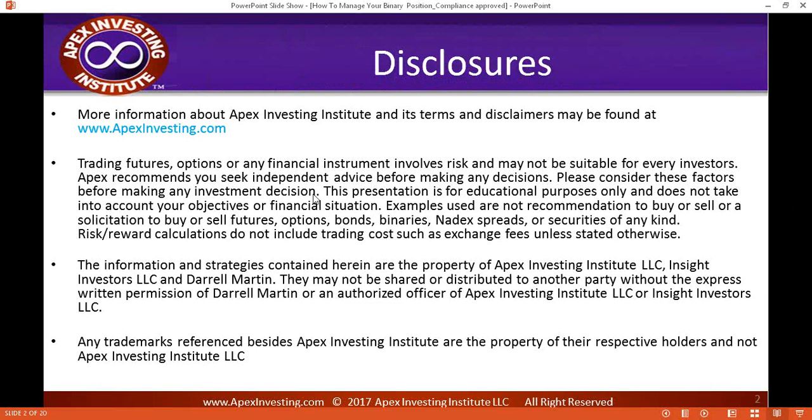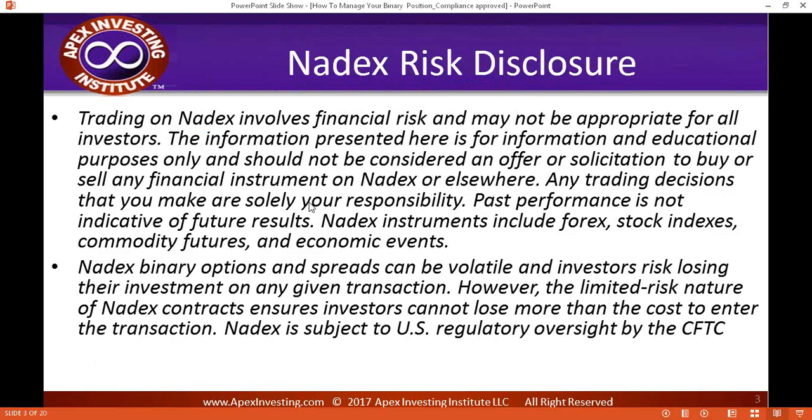But as always, let's get our disclosures knocked out so we can move forward. Trading futures, options, or any financial instrument involves risk and may not be suitable for every investor. Also, any examples that you see me use here today, or me showing you the Nadex website or entering an order or a ticket, is in no way a trade recommendation or trade advice. That's me simply showing you how to use the functionality of the Nadex website and how to enter and exit orders on the tickets and so on, okay? Past performance is not indicative of future results. And once again, trading involves risk.